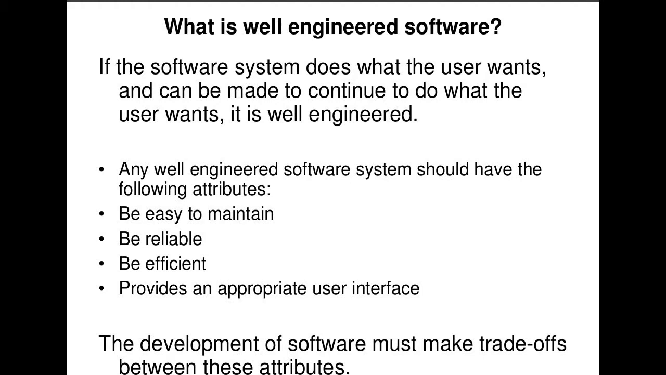Now, what is well-engineered software? If the software system does what the user wants and can be made to continue to do what the user or customer wants, it is well-engineered. So, any well-engineered software system should have the following attributes. Number one, it should be easy to maintain. Number two, it should be reliable. Number three, it should be efficient. Number four, it should provide an appropriate user interface. All these four attributes are important for a well-engineered software system. The development of software must make trade-offs between these attributes.